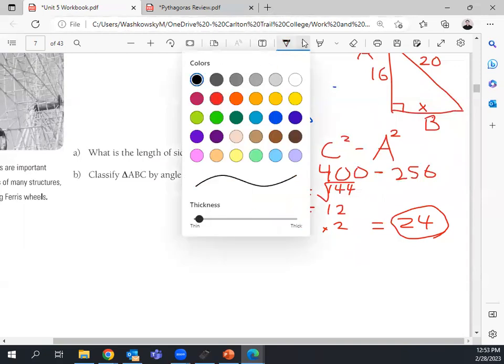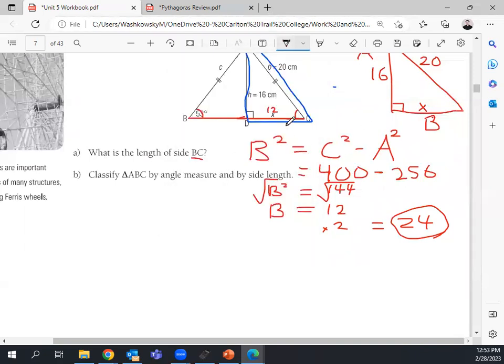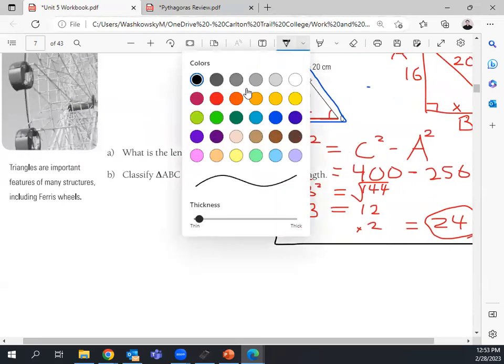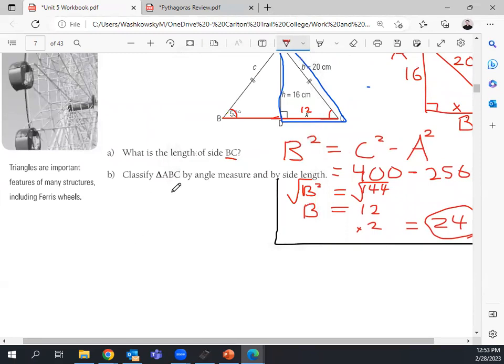So all I'm going to do is draw a little box off here, just so I know that that's question A. I kind of used up a lot of space, right? There was not a lot of space given to us. And with my remaining space, I'm going to do question B. So question B is classify.